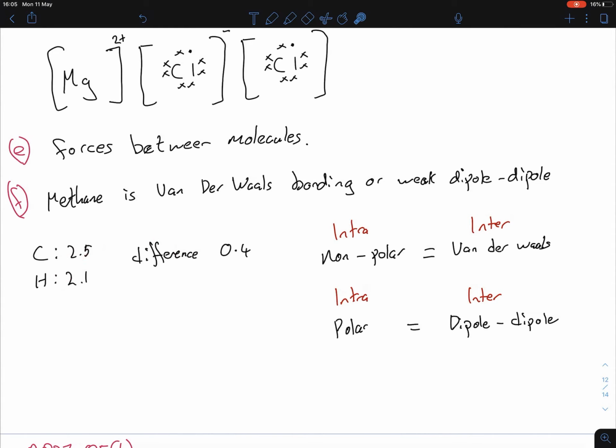I got the difference, and I found it 0.4, which technically could be either van der Waals, or it could be a very weak dipole-dipole. So it doesn't matter which one you say, and then you can specify even further over here. You didn't have to in the exam, you could have just said it was van der Waals or weak dipole-dipole. But I wanted to show you how I got to that knowledge of it being van der Waals or dipole-dipole. Water, and you just say it, water has hydrogen bonding. Okay, that's all you need to say.